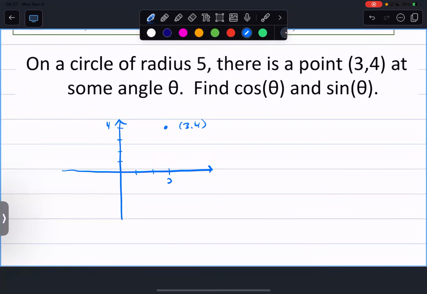Then we're also going to force the radius to be 5. And then I'm going to draw my circle here. Close enough. And this is theta.